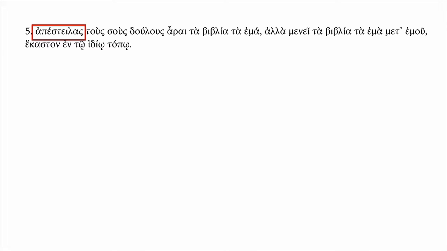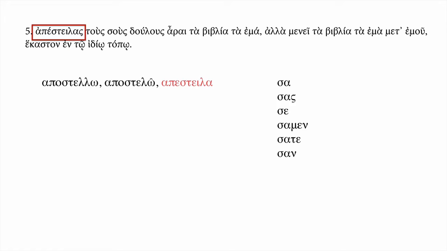Number five, you sent your servants. You sent: apostello, apostelo, apostela. We want the form for "to send." We want to take the aorist, and our normal first aorist endings are not quite going to apply because this is a liquid aorist. It ends in a lambda. So we're just going to drop our sigmas as we did before and use a, as, e. In this case, you sent: apesteilas.